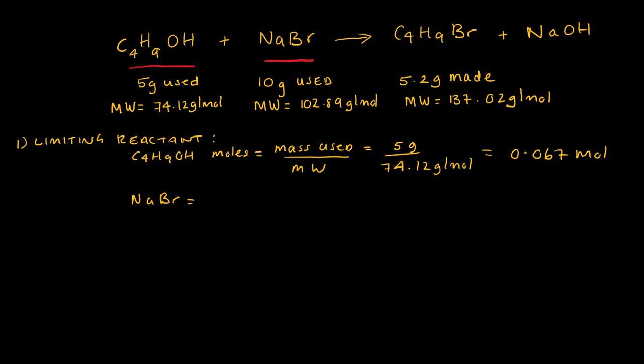And we do the exact same now for sodium bromide. So moles is equal to mass used divided by molar mass. And so 10 grams was used, and we're going to divide that by its molar mass, which is 102.89 grams per mole. And when we divide that, we will find that we get 0.097 moles. So to figure out what our limiting reactant is, we look at both of these numbers and we see which one is smaller. And this number here is smaller, okay, so we use less moles of our 1-butanol than we do for sodium bromide. So that means this is our limiting reactant.